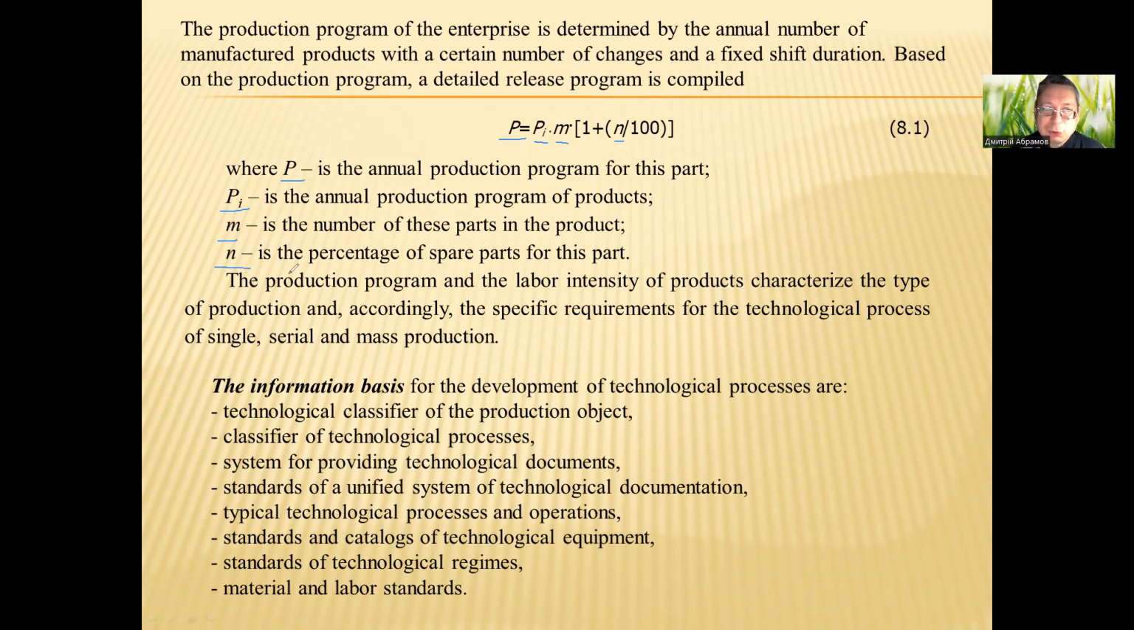The production program and the labor intensity of products characterize the type of production and accordingly the specific requirements for the technological process of single, serial, and mass production. Please write down to your notes the formula 8.1 and all these parameters.